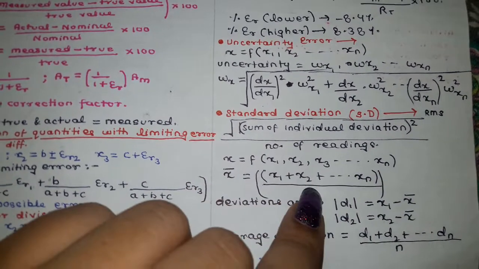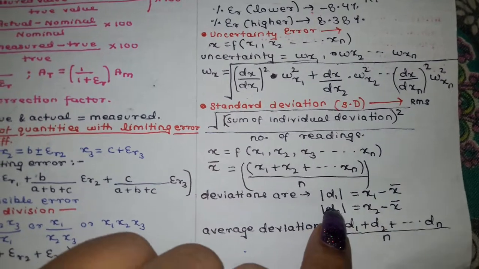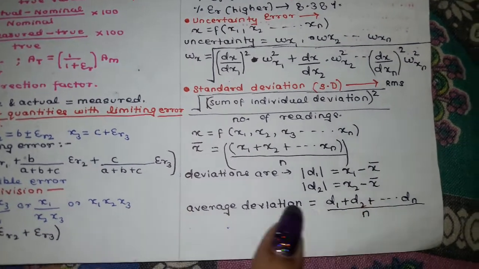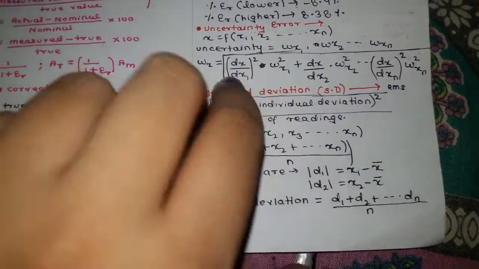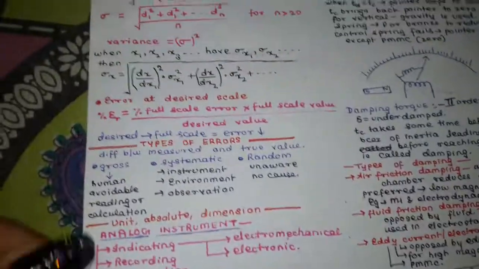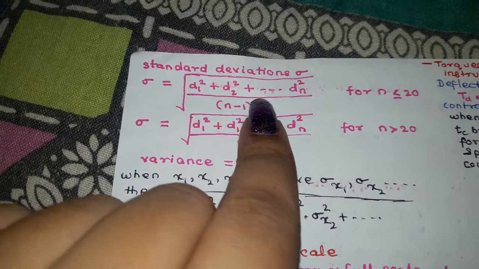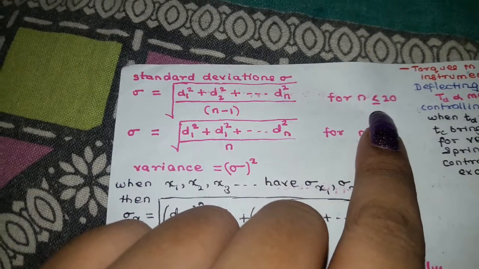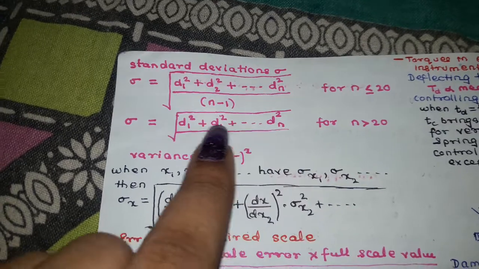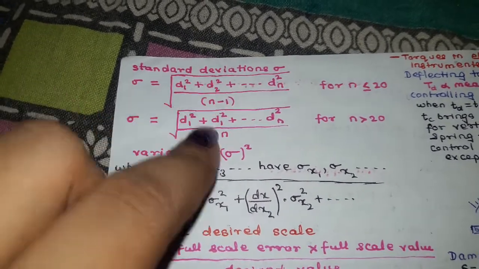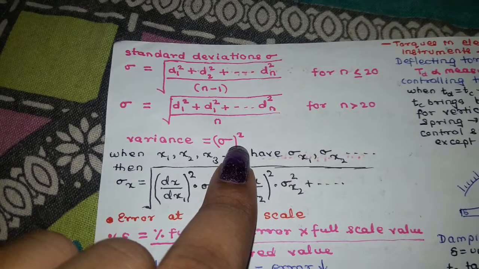You find out their average, and then the deviations are as follows. Your first deviation, the second deviation, so you will have n number of deviations. Now you are trying to find out the average deviation, which is given by this formula. Now your standard deviation will be equal to this particular formula for values less than or equal to 20. But for values greater than 20 you are having this particular formula, so you have both of these formulas. Then we have variance, which is equal to the square of standard deviation.